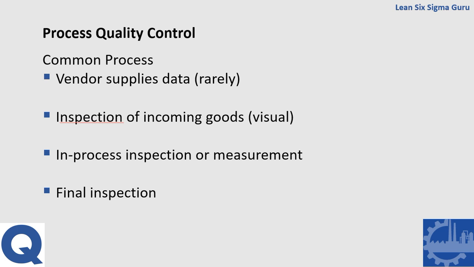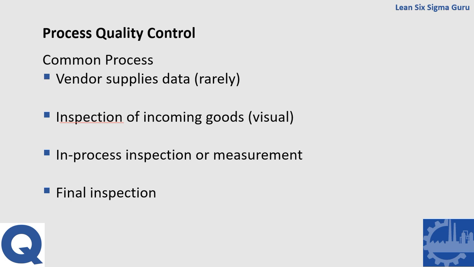Some of those common processes involve first using vendor supplied data, rarely, sometimes even certificates of conformance, which are just letters that say it conforms, which don't really mean anything or provide any value whatsoever. They include inspection of incoming goods. It's often just a visual inspection. There is some in-process inspection or measurement, and then there is final inspection. These are the 4 points that we see most often when we go out to factories.